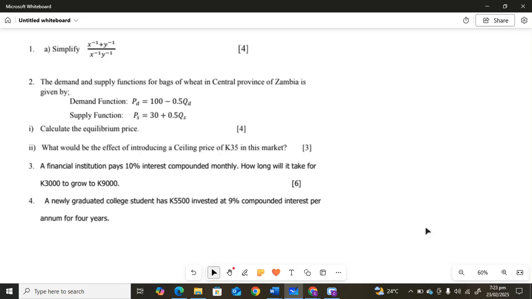All right, yeah, so let me get back to the question. Yes, so we have x to the power negative 1 plus y to the power negative 1 over x to the power negative 1, y to the power negative 1.